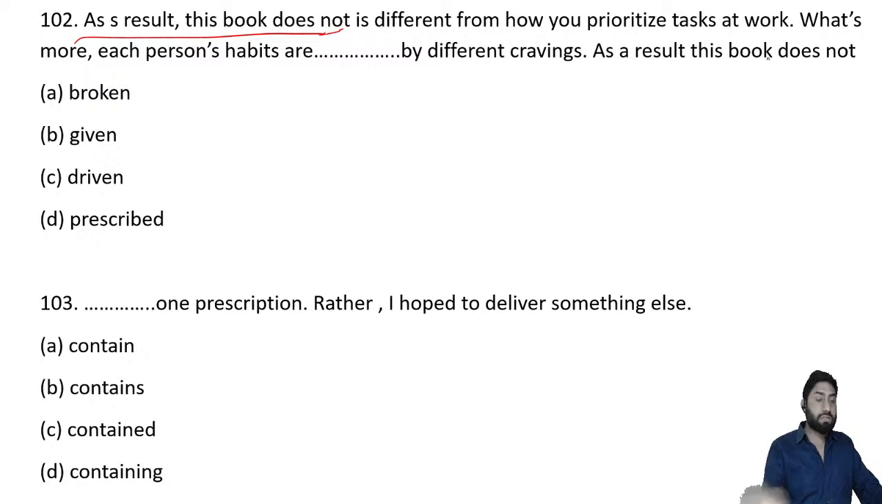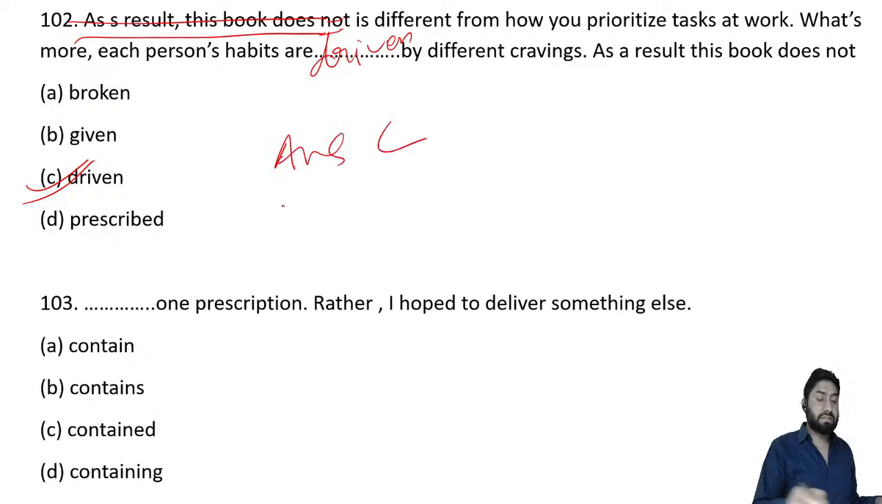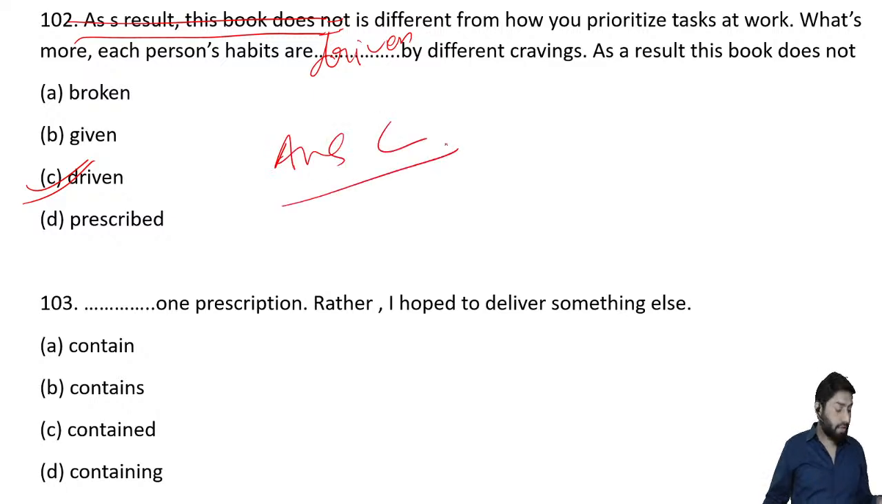As a result this book does not is different from how you prioritize tasks at work. So ये पूरा का पूरा गलत टाइप है यहाँ पे. What's more, each person's habits are, what's more important कुछ होगा, right, are broken by different cravings, given by different cravings, driven by different cravings. So here you need "driven", right? So the answer is C. That's what you'll mark.